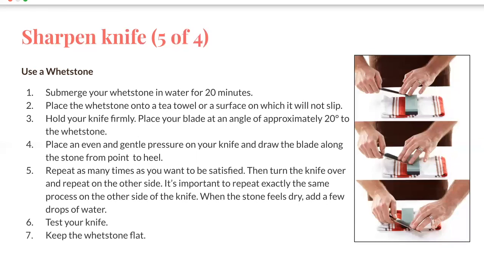to repeat on the other side. It's very important to repeat exactly the same process on the other side of the knife. When the stone feels dry, just drop a little bit of water on the whetstone. And then test your knife with paper or some vegetable. It's also a very important step to keep the whetstone flat. The whetstone should be flat all the time for sharpening.